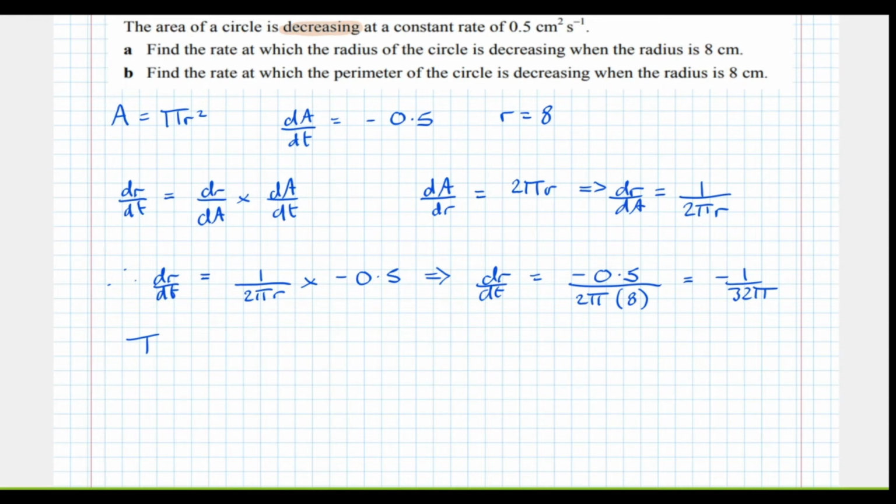Let's not forget the units actually. So dr by dt, the unit would be centimetres per second. And I'm just going to conclude with a sentence. The rate of decrease is 1 over 32 pi centimetres per second. And that just covers both bases. If they wanted the answer to be negative, we've got it there. And then we've interpreted it practically. So we're being ultra safe, trying to get all the marks.